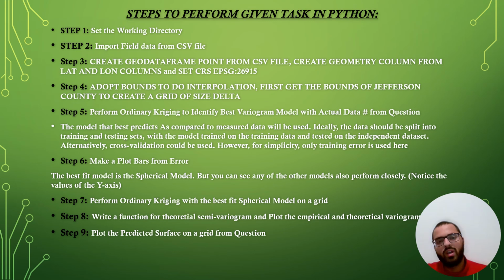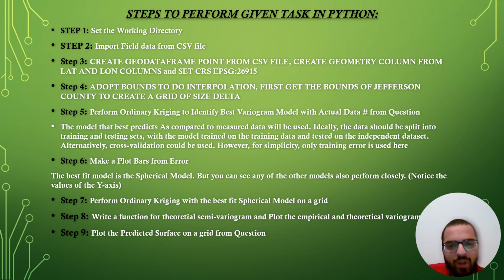Then we perform ordinary kriging to identify the best variogram model with actual data, as demanded by the question. So this is the answer: the model that best predicts as compared to measured data will be used. Ideally, the data should be split into training and testing sets, with the model trained on the training data and tested on an independent dataset. Alternatively, cross-validation could be used. However, for simplicity, only training error is used here. Then we make a bar plot from the error, and the best-fit model in our case is the spherical model. I will show in the graphical presentation why the spherical model is best.